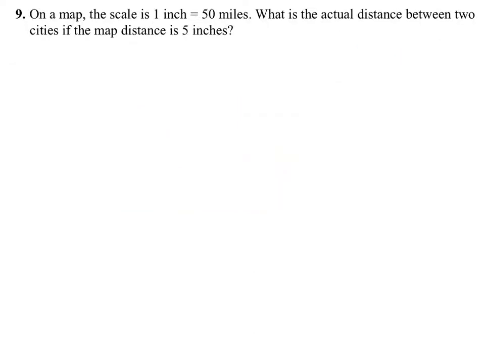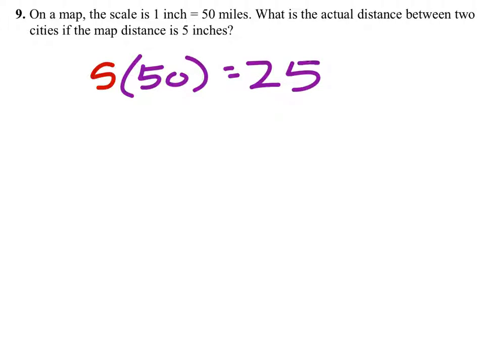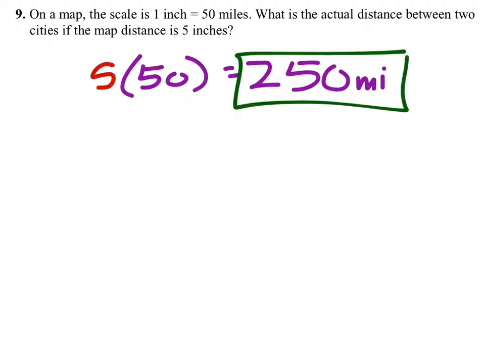So on this one, 1 inch is 50 miles. So if you got 5 inches, each of these represents 50 miles. So we got 5 groups of 50, 250 miles. Bam.